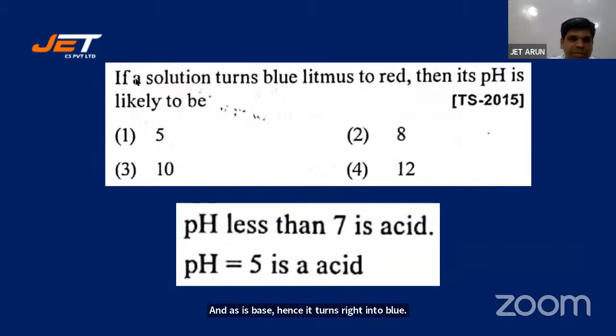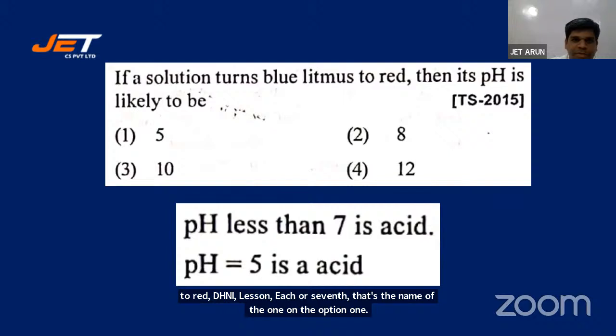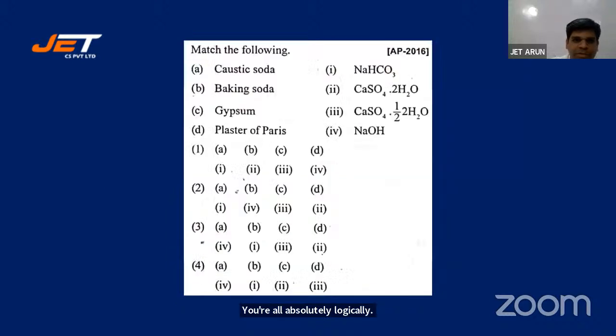Here is the next question. If a solution turns blue litmus to red, then its pH is likely to be. Blue litmus to red అంటే acidic. pH ఎలా ఉండాలి? Less than 7 ఉండాలి. దీంట్లో 7th less than ఏది ఉంది? 1 ఉంది. Option 1. You're all absolutely logically correct. Perfect. Very good.